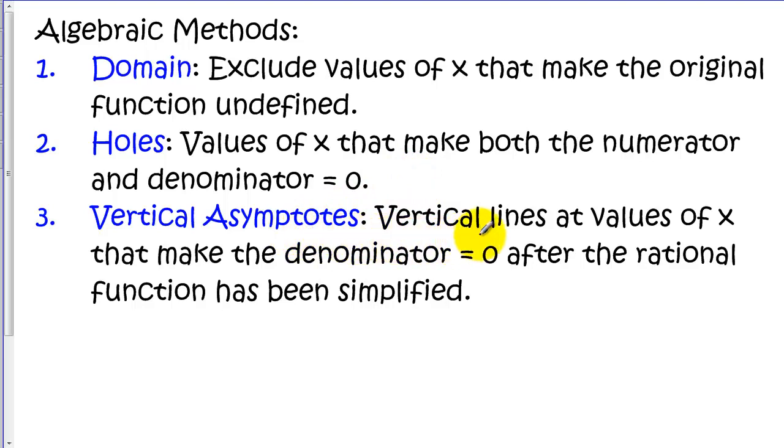Vertical asymptotes happen at places where that value of x only makes the denominator equal to 0. So if we were plugging the value into the original function, we would get some finite number other than 0 on the top, and we would get 0 on the bottom. In those cases, we'll have these features called vertical asymptotes. We've talked about asymptotes, both horizontal and vertical, in our earlier tutorial.